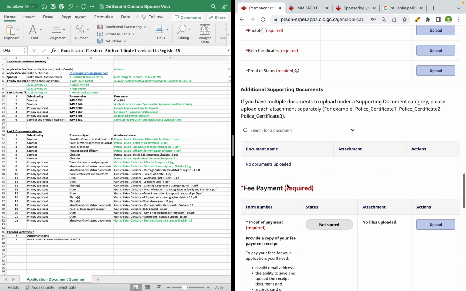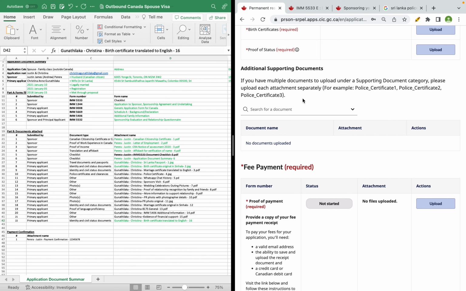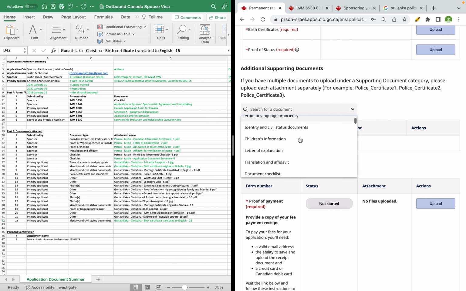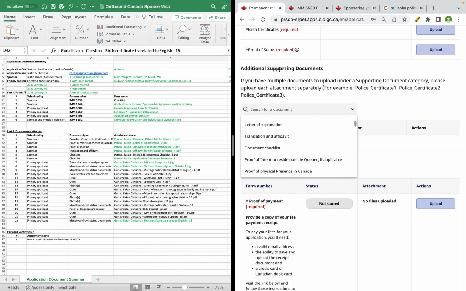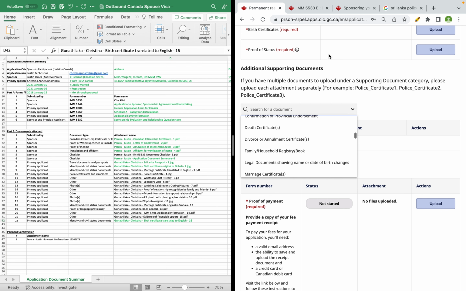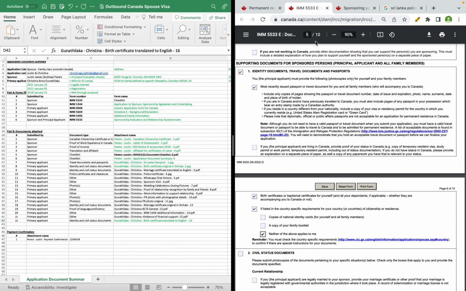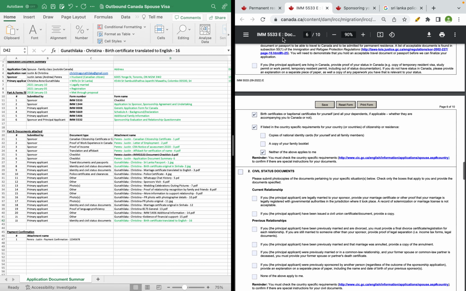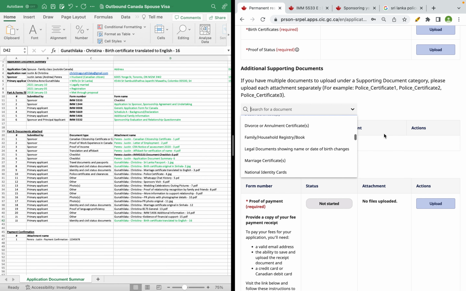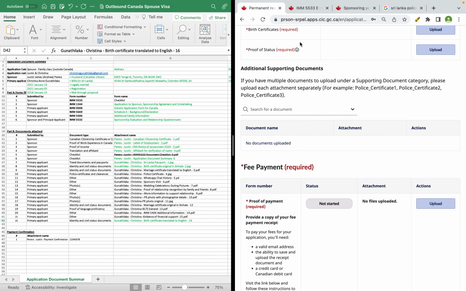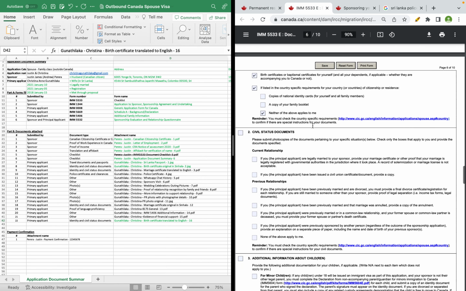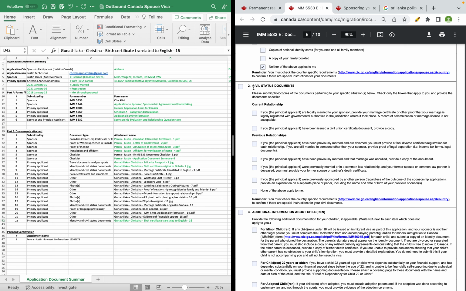When you go to additional supporting documents, try to find the one that is most relevant, is a good representation of this topic. Okay, and then upload your file. Attachment. Moving on, civil status document.